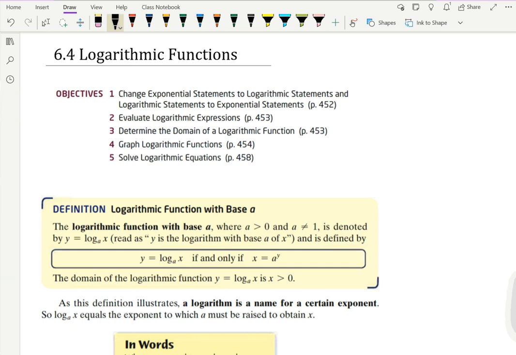Our last video was on exponential functions. This one's on logarithmic, so they're going to end up being related. Number two, we'll evaluate these logarithmic expressions. We'll determine the domain of a logarithmic function. We will graph them, and we'll also solve them. Okay, so without much ado, let's go into the definition.